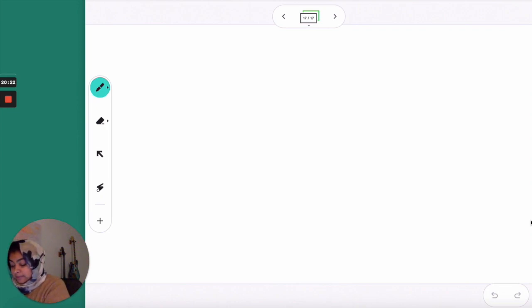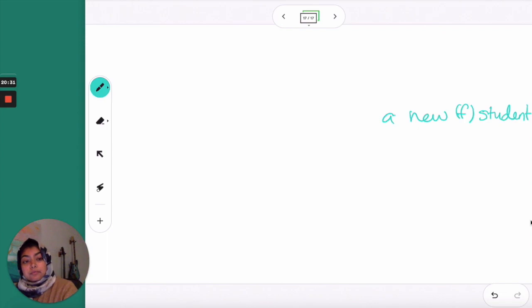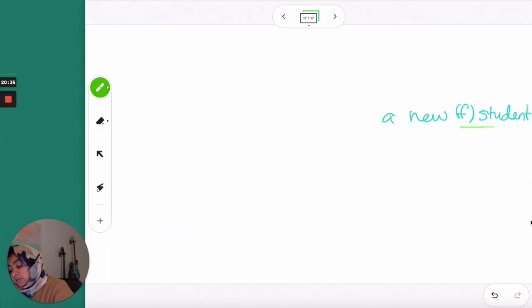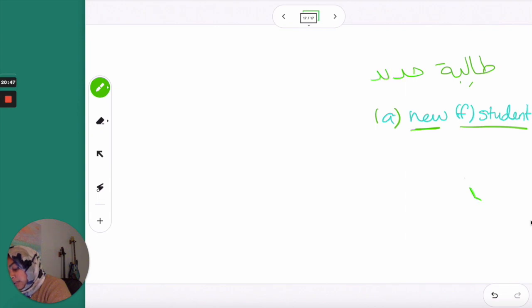We'll stick with new. That's fine. So a new female student. Make it feminine. So student goes first because it's a phrase. So we have Faliba. There's no word for a, it's just implied. Then we use the adjective, which is Jadid. And because Faliba is feminine, we're going to make Jadida feminine.